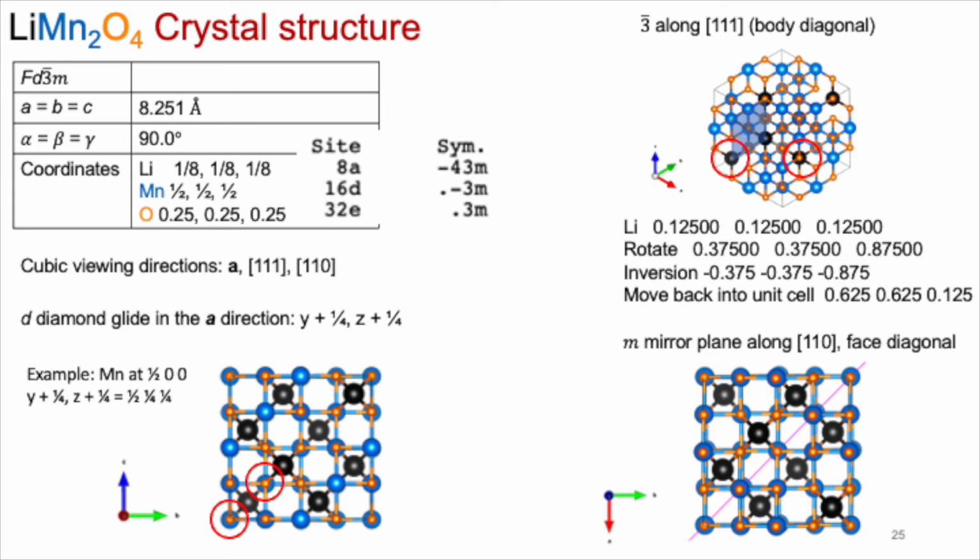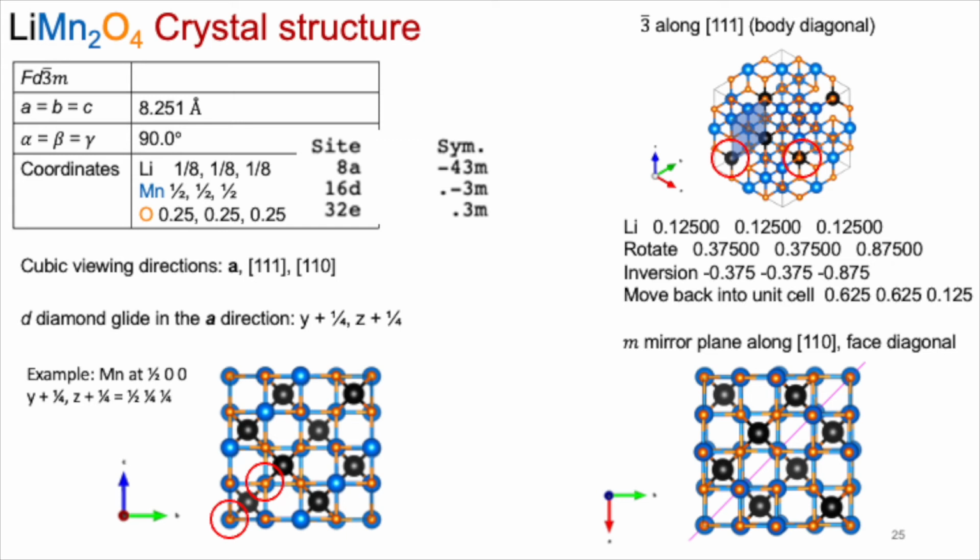So if you download the crystallographic information file, you see, okay, well, it's Fd-3m. So we see the d glide in there along the a direction, bar 3 along the 111 direction, and then a mirror plane along the 110 direction. And these particular directions are because it's a cubic material. Okay. So the lattice parameters are a, b, and c. Alpha, beta, gamma is 90 degrees, as expected for a cubic structure.